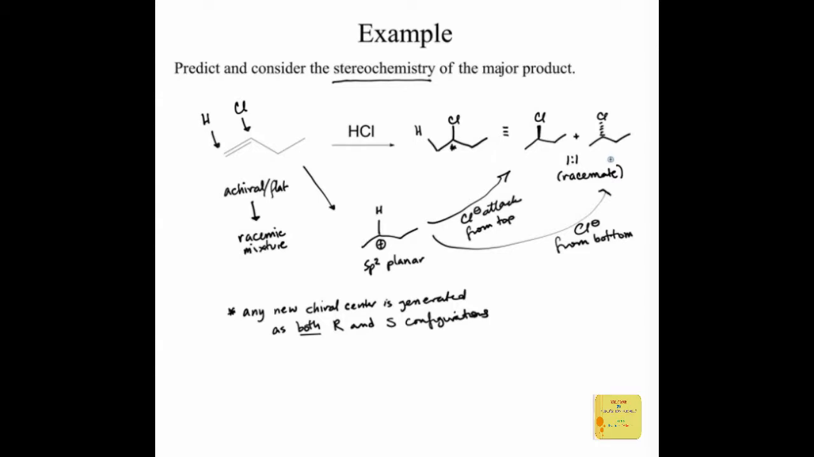In some other examples where we create two new chiral centers in the addition to an alkene, we're going to have to talk more about the relative stereochemistries of those two groups, and we'll see those in some of our next examples.